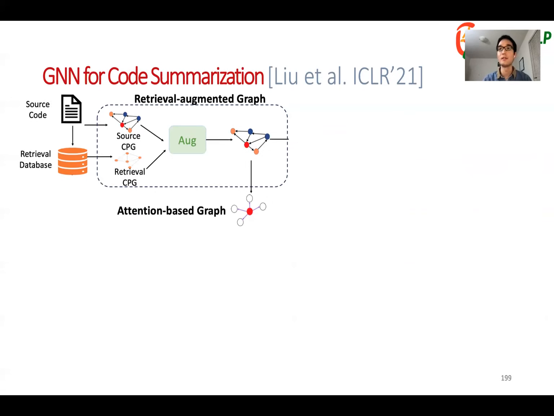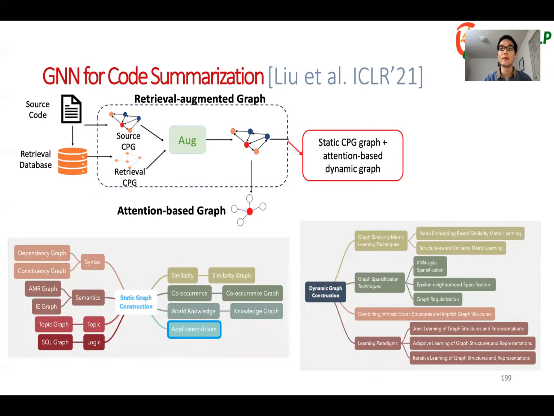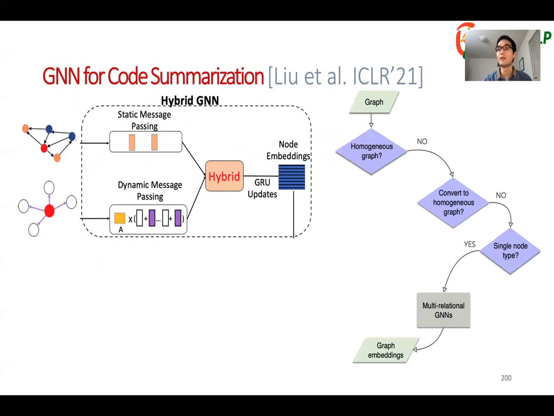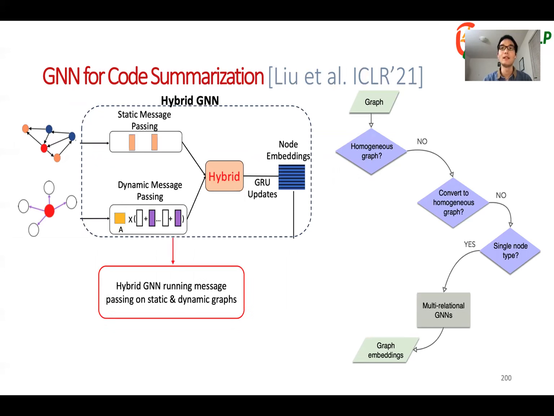As for graph construction, they propose to combine the static CPG graph and the attention-based dynamic graph. As for the dynamic graph, they apply structure-aware similarity metric learning, which utilizes the edge information of the static graph. They also combine the intrinsic static graph and the learned implicit graph for better performance. As for graph representation learning, because the constructed graph is a multi-relational graph, they apply a multi-relational GNN to encode the graph. Specifically, they proposed a hybrid GNN which runs message passing on both static and dynamic graphs.